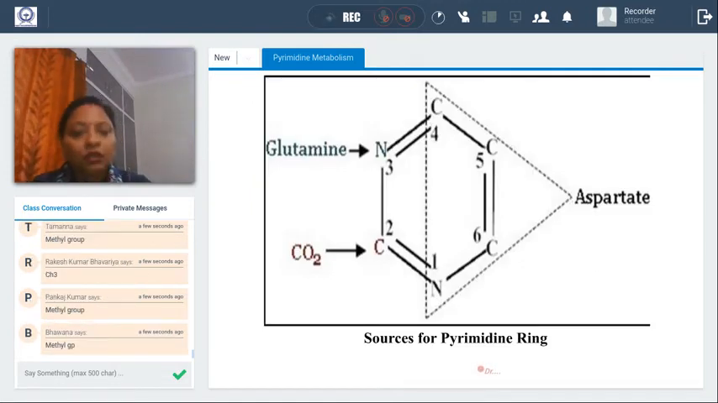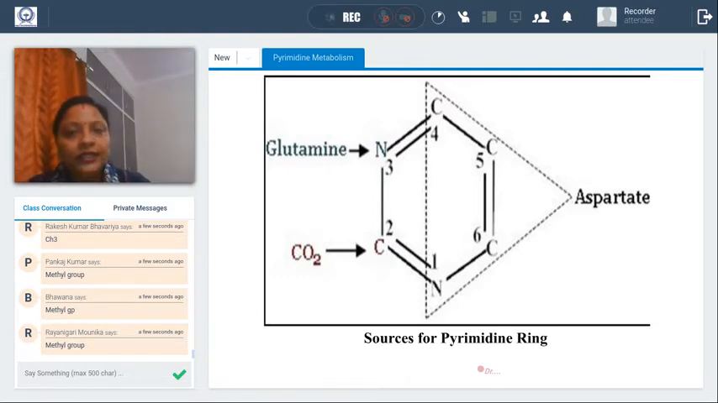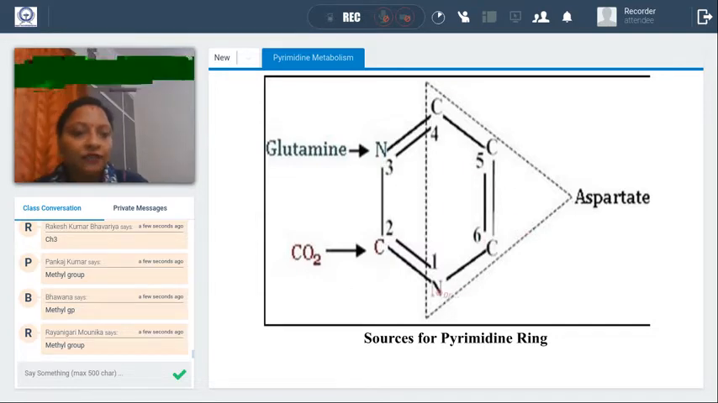Next, we come to the structure of pyrimidine ring. In this slide, you can see exactly the sources of pyrimidine ring. That is, glutamine provides N3. This is nitrogen on number 3. Then aspartate or aspartic acid provides carbon 4, carbon 5, and carbon 6, as well as N1. This is the nitrogen number 1. And CO2 also provides the carbon on number 2, or we can say C2. So C2 is provided by CO2, N3 is provided by glutamine, and aspartate provides C4, C5, C6, and N1.